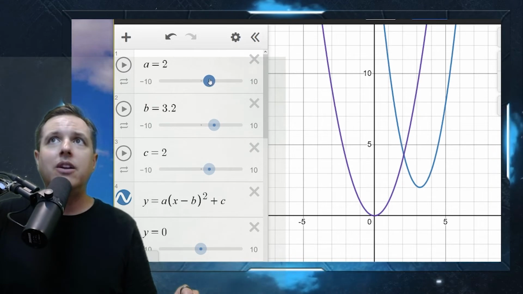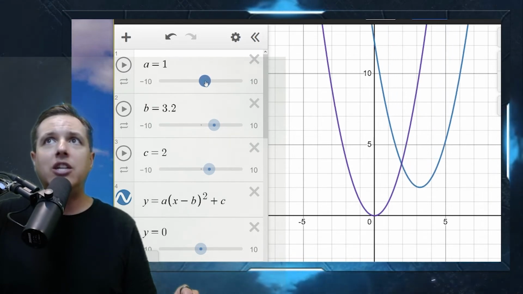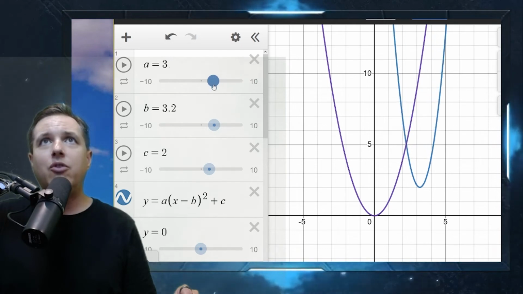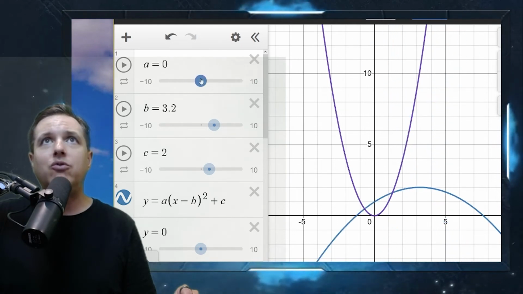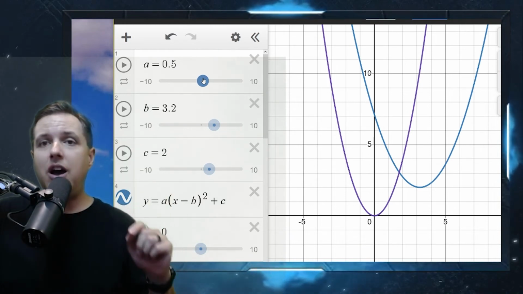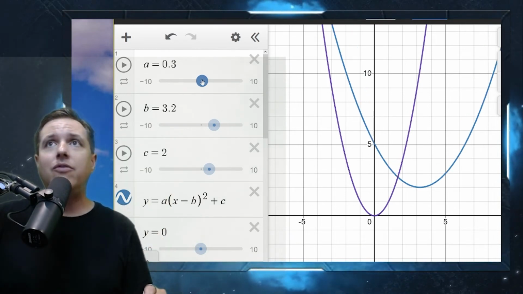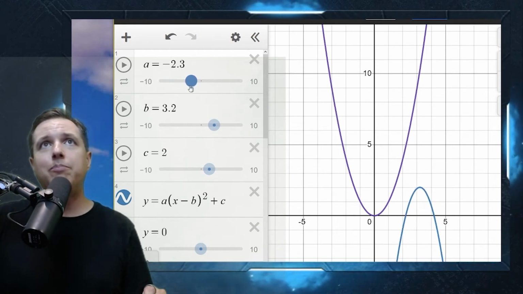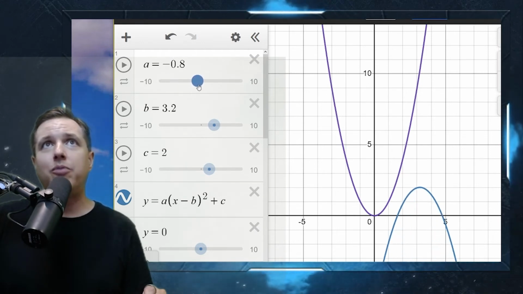Let's try it. As I change A, look, it's changing the shape. So I can have a really skinny parabola, or I can have a really wide parabola. Whoops, I went too far. I can have a really wide parabola. And sure enough, if our A goes negative, oh, look, it flips upside down. So we can have an upside down parabola as well. Those are all perfectly legitimate.